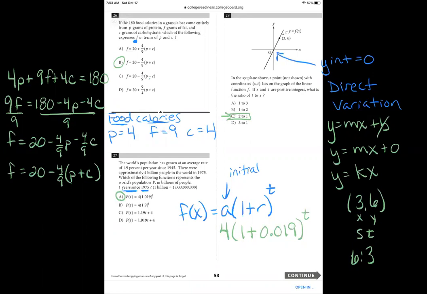So not so bad if you understand or make that connection that it is a direct variation, that the y-intercept is 0. Might be really confusing without that.